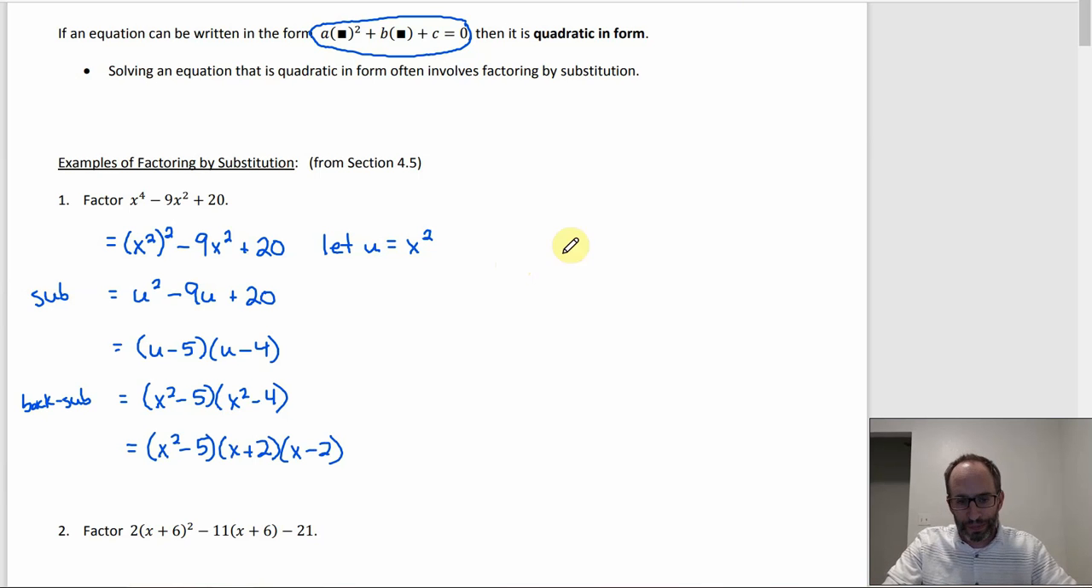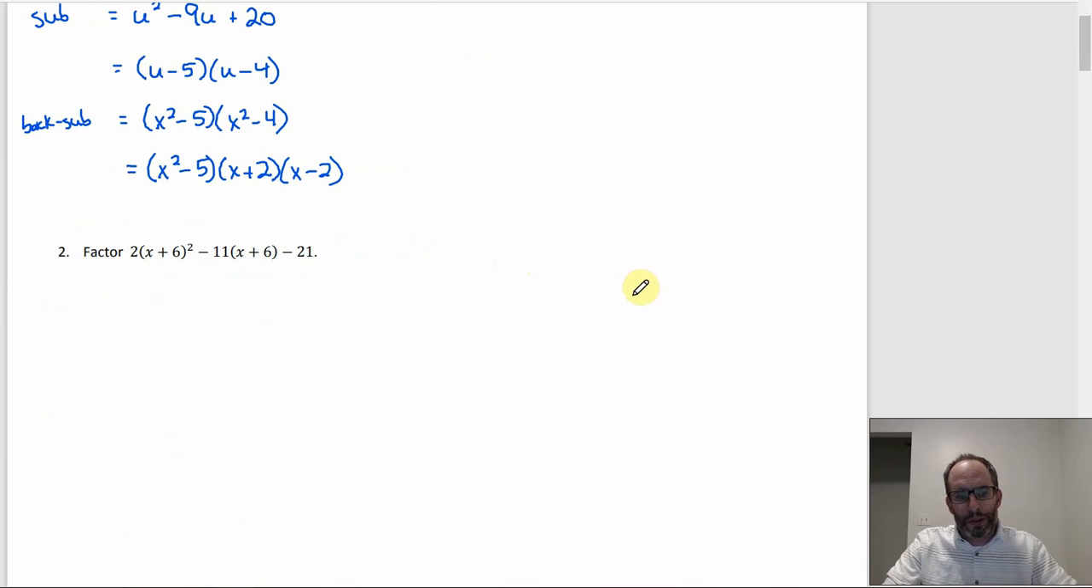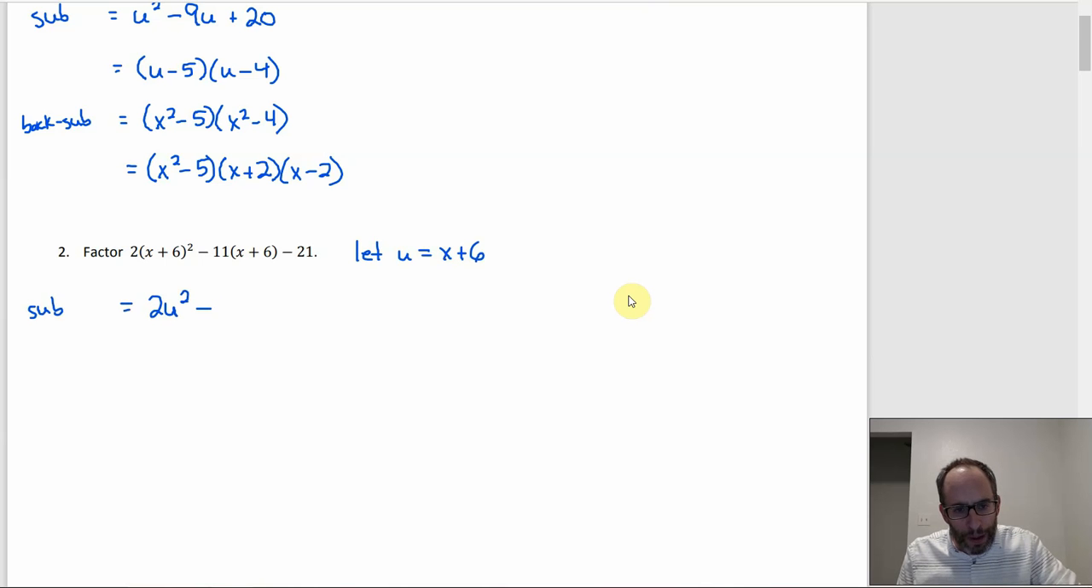And then this right here, the x squared minus 5 times x plus 2 times x minus 2, that's the fully factored version. Number 2 is a similar idea, except that the thing that's being squared, and which later also appears to the first power, is not x to a power, it's a binomial, x plus 6. Looking at this, pretty clearly that ought to be the thing that you substitute for, because it would simplify things a little. So we're going to let u equal x plus 6. Then when we sub in, we'll have 2u squared minus 11u minus 21.